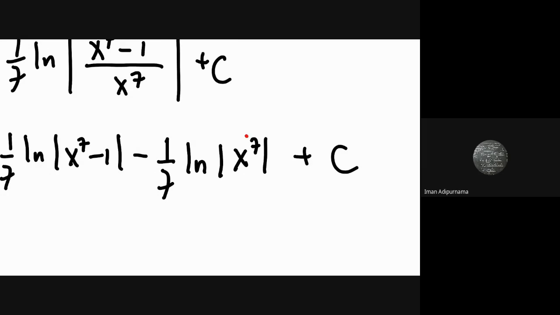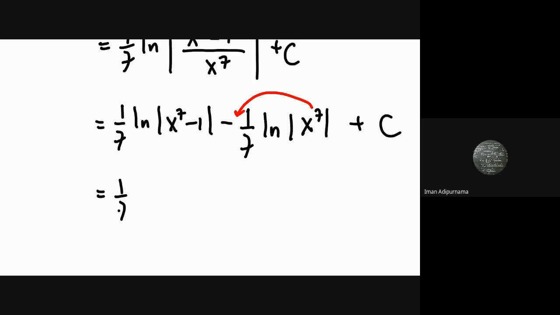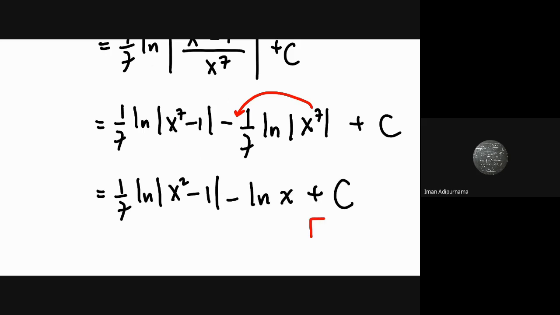And this I can put into the front. So we will have 1 over 7 ln of (this) minus ln x plus c. So this will be the answer.